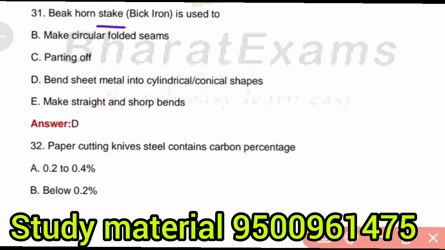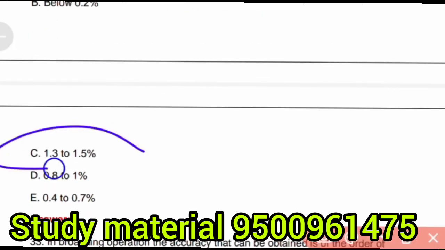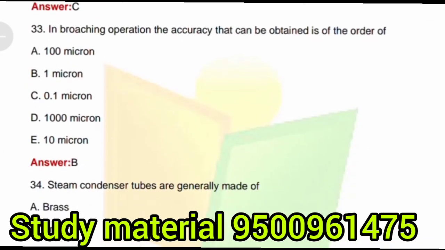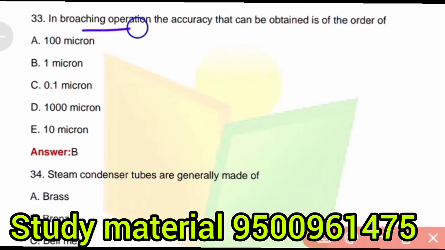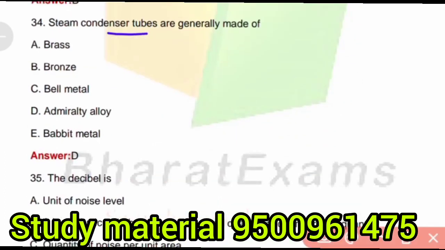Bulldozer is used to bend sheet metal into cylindrical shape. Paper cutting die steel contains carbon percentage 1.3 to 1.5%. In broaching operation, the accuracy that can be obtained is of the order of 1 micron. Steam condenser tubes are generally made of admiralty alloy.